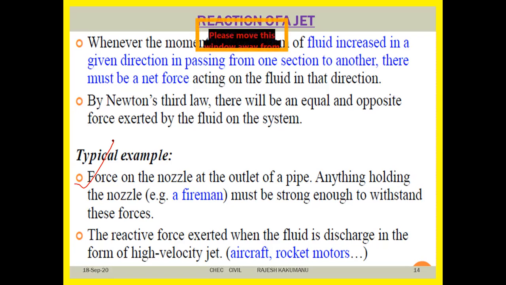Next one, the reaction force exerted when the fluid is discharged in the form of a high velocity jet. What are the examples of this statement? Aircraft, rocket motors, etc. Whenever the reaction force is exerted when the fluid is discharged in the form of high velocity, this situation occurs in aircraft applications and in rocket motor applications. Understood? Yes.